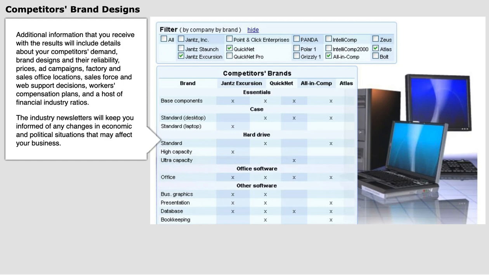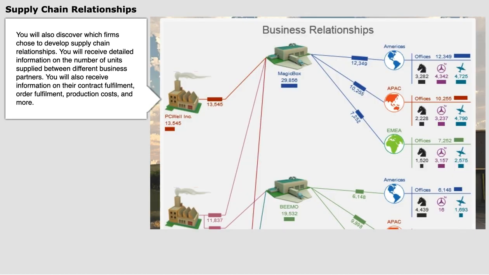Additional information that you receive with the results will include details about your competitors' demand, brand designs, and their reliability, prices, ad campaigns, factory and sales office locations, sales force and web support decisions, workers' compensation plans, and a host of financial industry ratios. The industry newsletters will keep you informed of any changes in economic and political situations that may affect your business. You will also discover which firms choose to develop supply chain relationships. You will receive detailed information on the number of units supplied between different business partners. You will also receive information on their contract fulfillment, order fulfillment, production costs, and more.